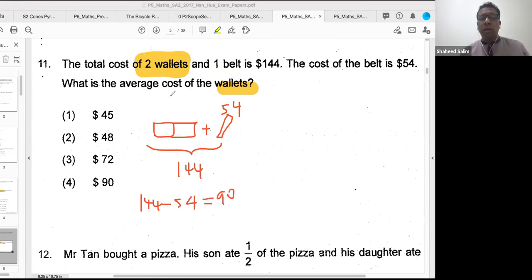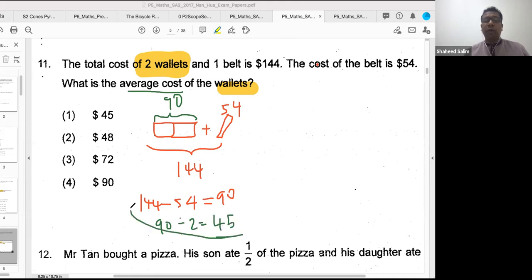90 is for these two wallets down here. This one is 90. This I gotta repeat it. This one is 90, for two wallets. Now when they ask for average cost, it means they want to find one wallet, divide by 2. 90 divided by 2, you get 45. And 45 is the very first one here.